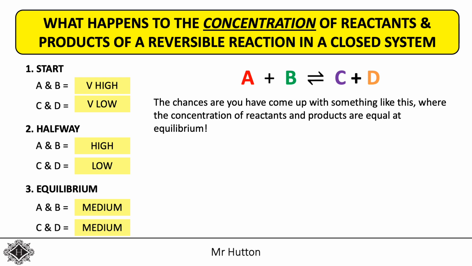Right, the chances are you've probably come up with something similar to what I've got there on the left, where the concentration of reactants and products are equal at equilibrium. So you started with A and B being very high and C and D being very low. Okay, that's spot on. And then halfway you've assumed that A and B would be high, C and D would be low, and then at equilibrium you're saying that both of them would be a medium concentration. Is this correct?